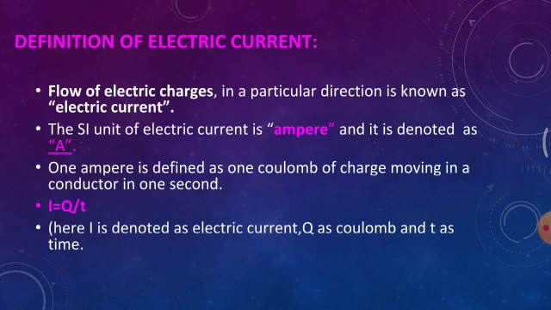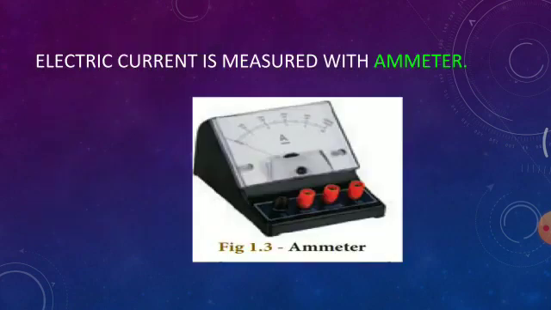One ampere is defined as one coulomb of charge moving in a conductor in one second. The formula of electric current is I equals Q by T. Here I indicates electric current, Q is the charge, and T is the time. This is the ammeter. Ammeter is a device or an instrument used to measure the electric current. So with the help of the ammeter, we can measure the electric current.